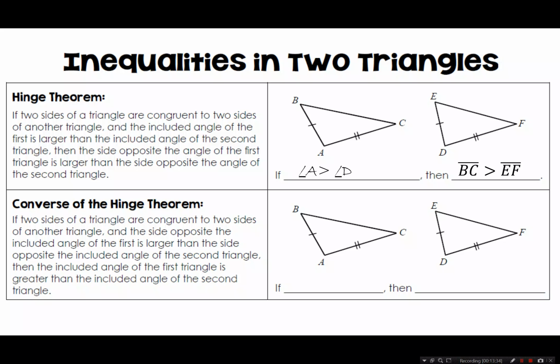Again, we're not going to read through the entire thing. If we know that the third side is larger than the third side of the second triangle, then the first triangle's angle A has to be larger than the second triangle's angle D.